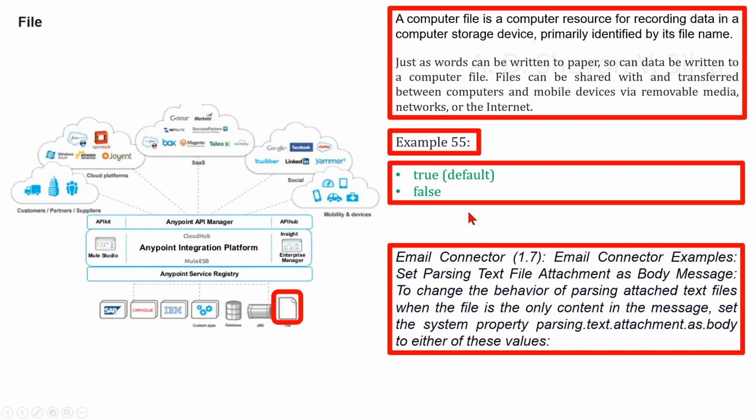To change the behavior of parsing an attachment text file when the file is the only content in the message, set the system property parsing.text.attachment.as.body to either of these values. True, the default, preserves the previous behavior and converts the text file attachment into the message body. False adds the attachment text file to the attachment list in the payload. To learn how to set system properties in Anypoint Studio or for an on-premises deployment, refer to the system properties documentation.